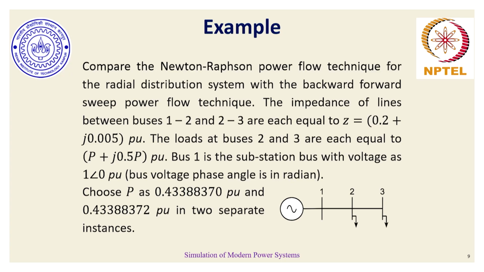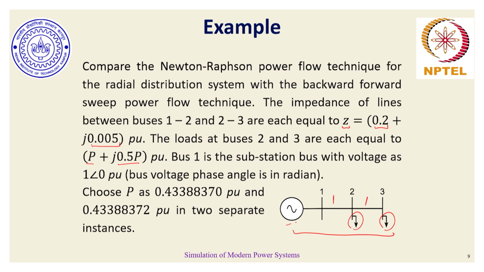So to end my discussion on the backward-forward method, I have taken a different example. I have intentionally chosen a radial distribution network with 3 buses. The lines between buses 1 and 2, and between buses 2 and 3, have an impedance Z with a high resistance of 0.2 per unit and a very low reactance of 0.005 per unit. The loads at bus 2 and bus 3 are P plus j0.5P each.